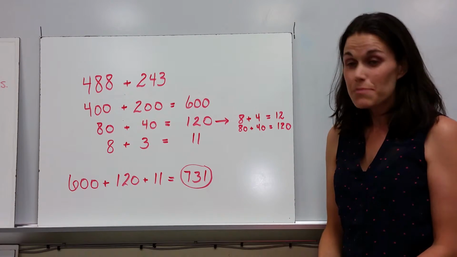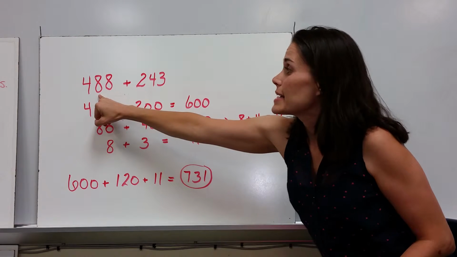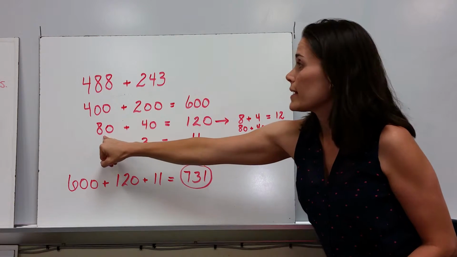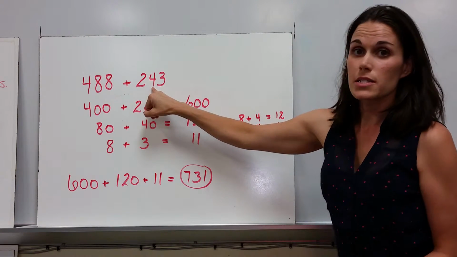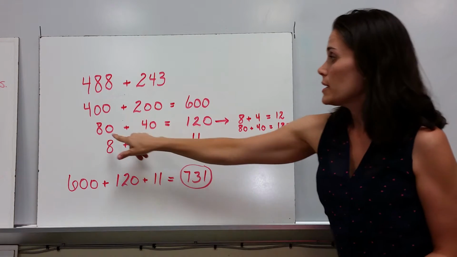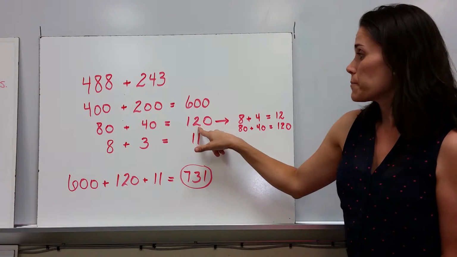Then we're going to take the tens place. The 8 is in the tens place in 488 and it's worth 80. The 4 is in the tens place in 243 and it's worth 40. 80 plus 40 is 120.